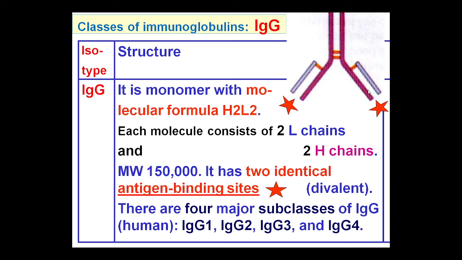This molecule is divalent. Divalent means it has 2 Fab fragments, so 2 antigen binding sites, and the antigen bound to this antibody is shown in our scheme by the red star. The FC fragment of this molecule is shown as the upper fragment consisting of 2 constant parts of the heavy chains.